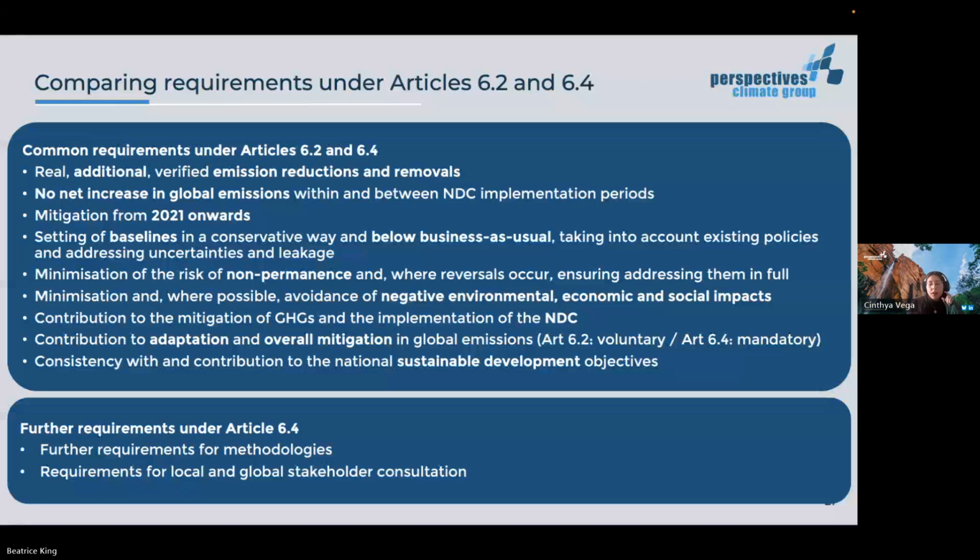The requirements that are different are those requirements that entail methodology. So under 6.4, we have further requirements and specific things that activities need to comply with when using the methodologies. And then we also have requirements specific for Article 6.4 for local and global stakeholder consultations.